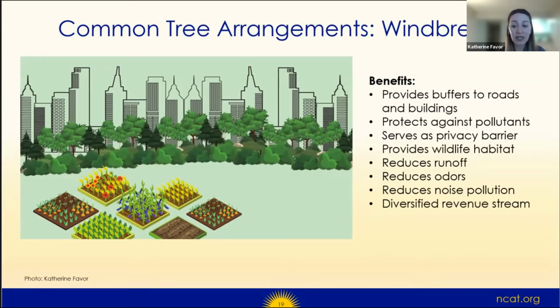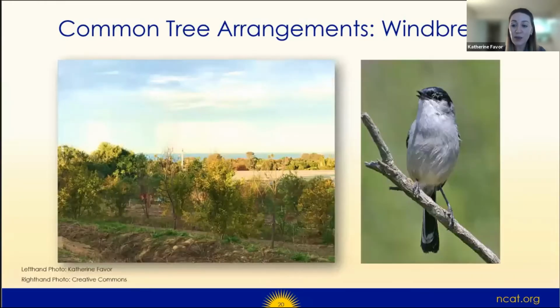They also block wind, and they act as a privacy buffer, which can be really important in urban areas. And they do significantly reduce noise, which is also very important. And because trees help slow down wind, they also slow down wind that might be carrying foul odors. So that's important as well in urban settings. So this is a picture of an actual windbreak at Coastal Roots Farm where I worked.